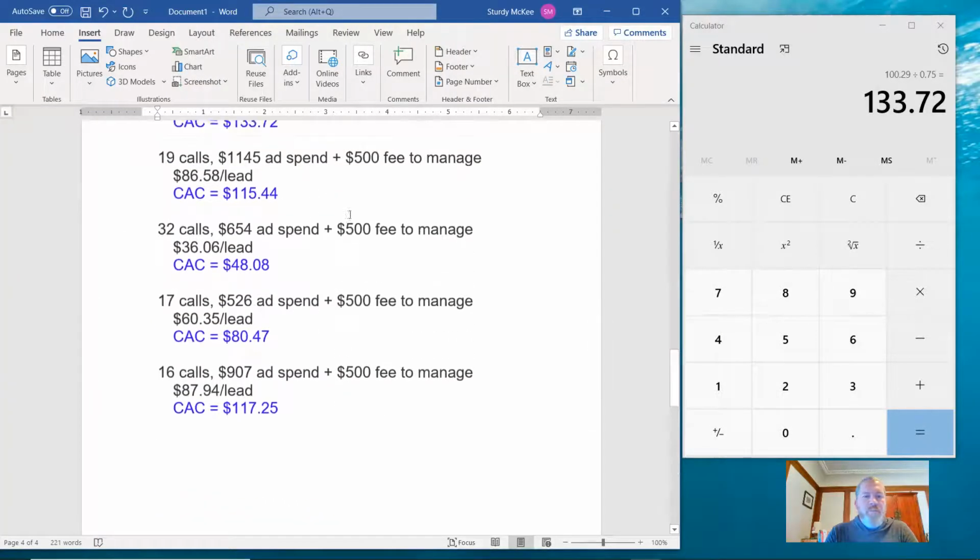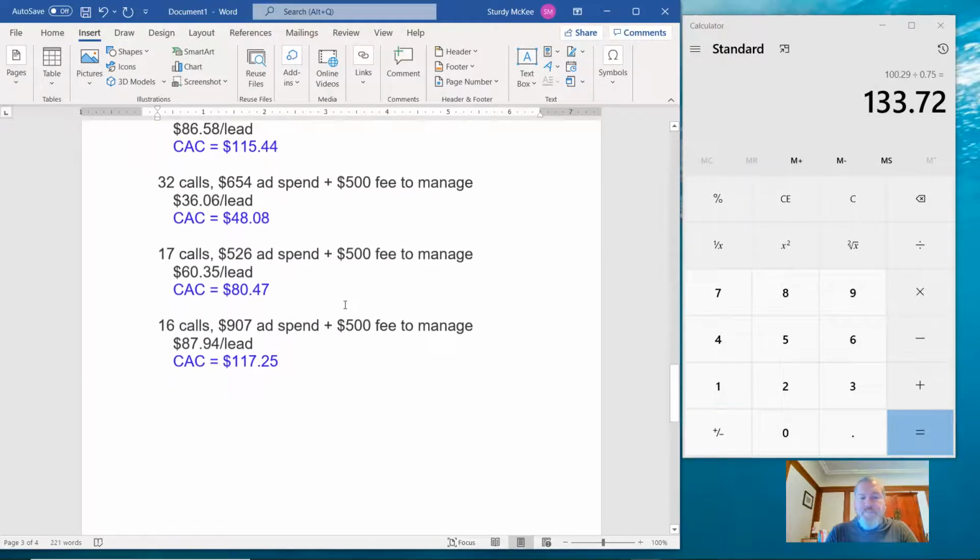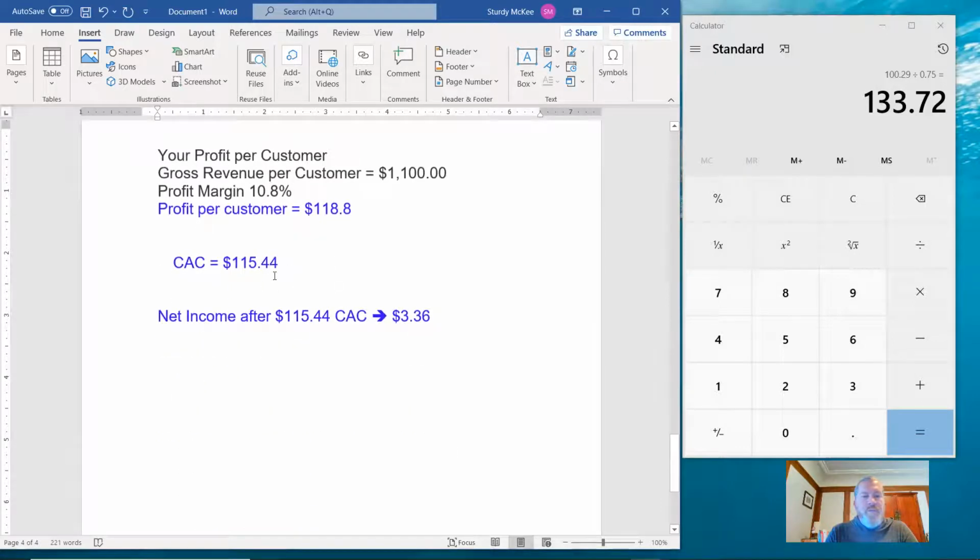So we had five different customer acquisition costs. I'm picking the 115 kind of arbitrarily, but you take your profit and subtract the customer acquisition cost, and your net income after the 115 customer acquisition cost is $3. Plug in your own numbers. There's a possibility this could be negative. There's a possibility this could be really good.